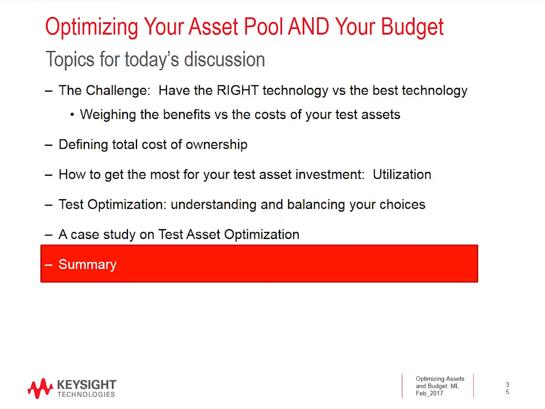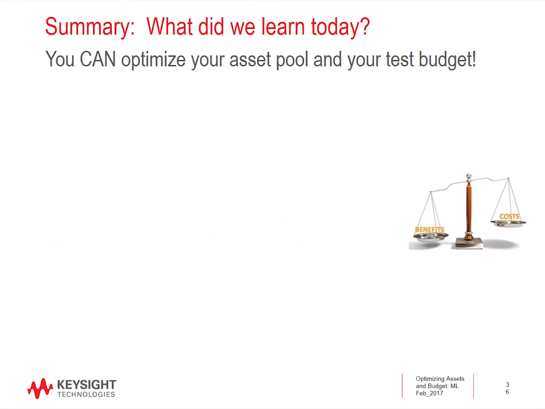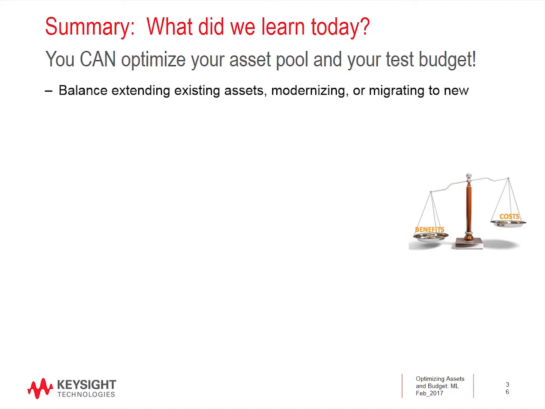That's really what we wanted to cover today. So let's summarize on what we just learned. You can optimize your asset pool and your test budget at the same time, but it takes some work. It will involve a balance of keeping most of your asset pool in tip-top shape, modernizing where you can, and migrating to new when you have to have new capabilities to stay current and competitive in your market.